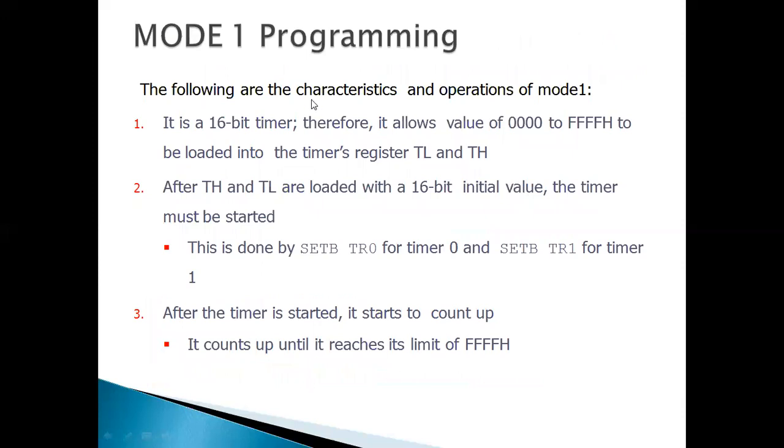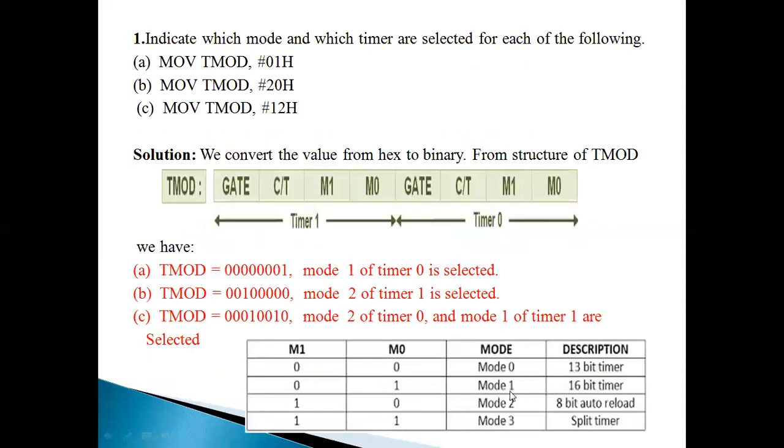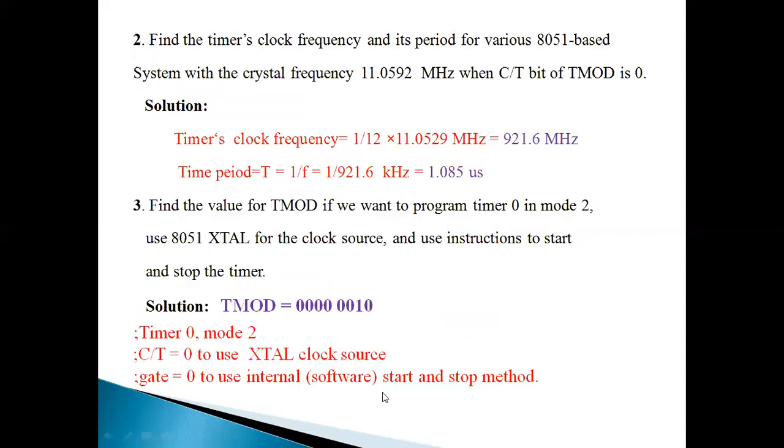Mode 1 programming. These are the characteristics and operations of mode 1 programming. When is it mode 1? Mode 1 is a 16-bit timer mode wherein the values are 0 and 1 for M1 and M0.